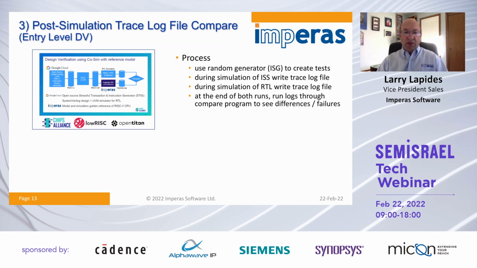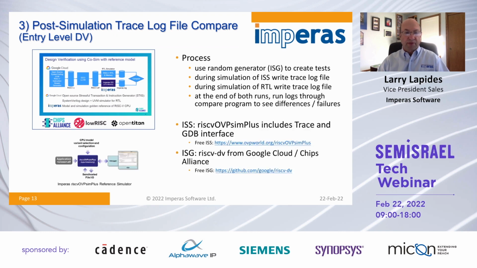In this methodology, a random generator, an instruction stream generator, is used to create tests. During simulation of the reference model, the ISS, a trace log file is written. During simulation of the RTL, a trace log file is written, and then both log files are run through a comparator to see the differences and the failures. The key pieces of this are the reference model, the ISS.